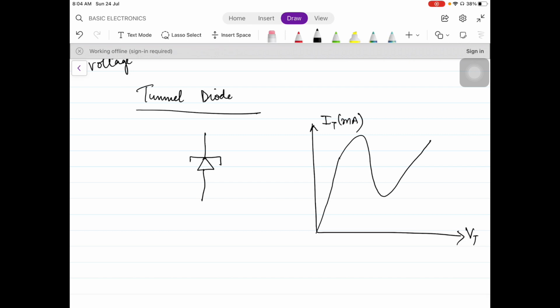So these are the important points about these various two terminal devices which we must remember.